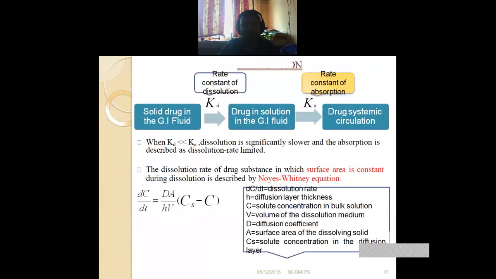So next we come to dissolution. What do you mean by dissolution and why is it required?